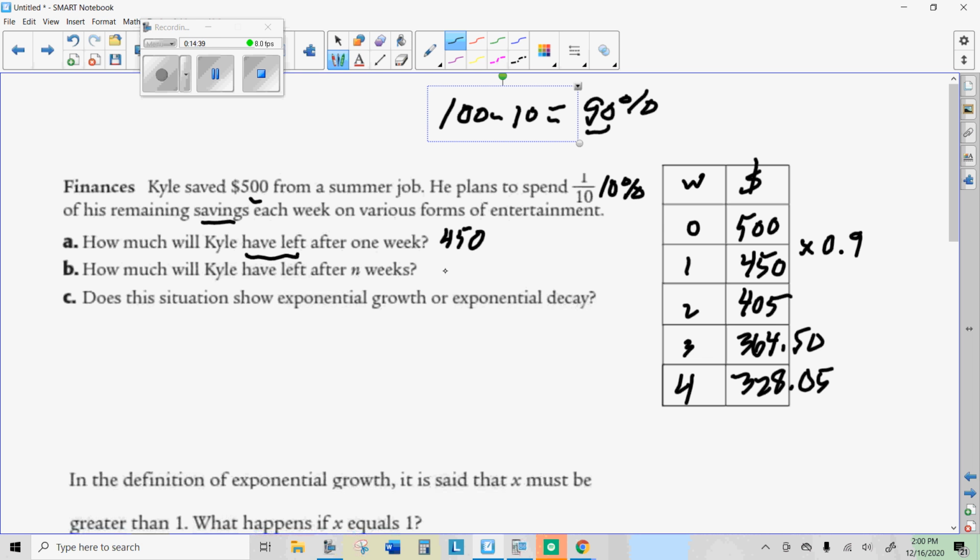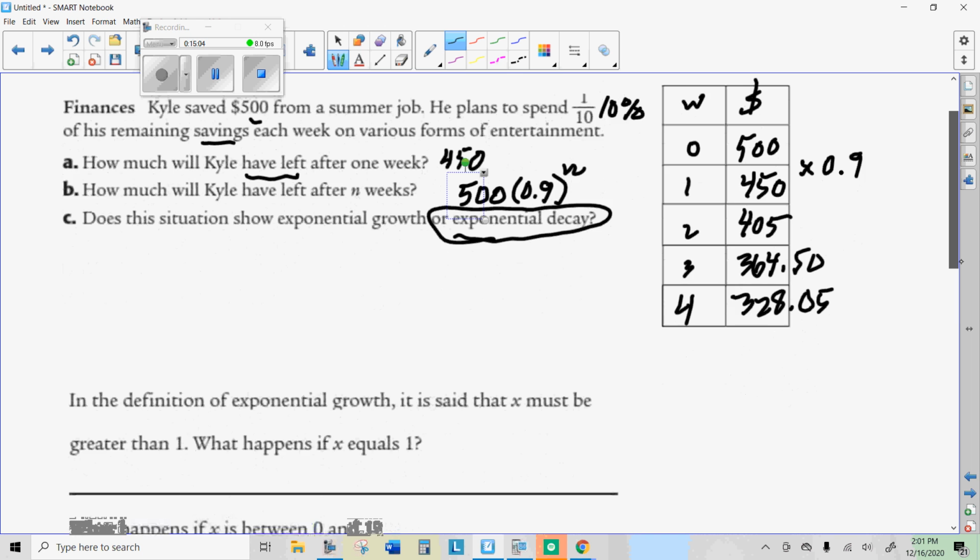After n weeks, the expression will be 500 times 0.90 to however many weeks. So they want you to use an n for that. You could use a w also. And since this amount is going down, this is called exponential decay.